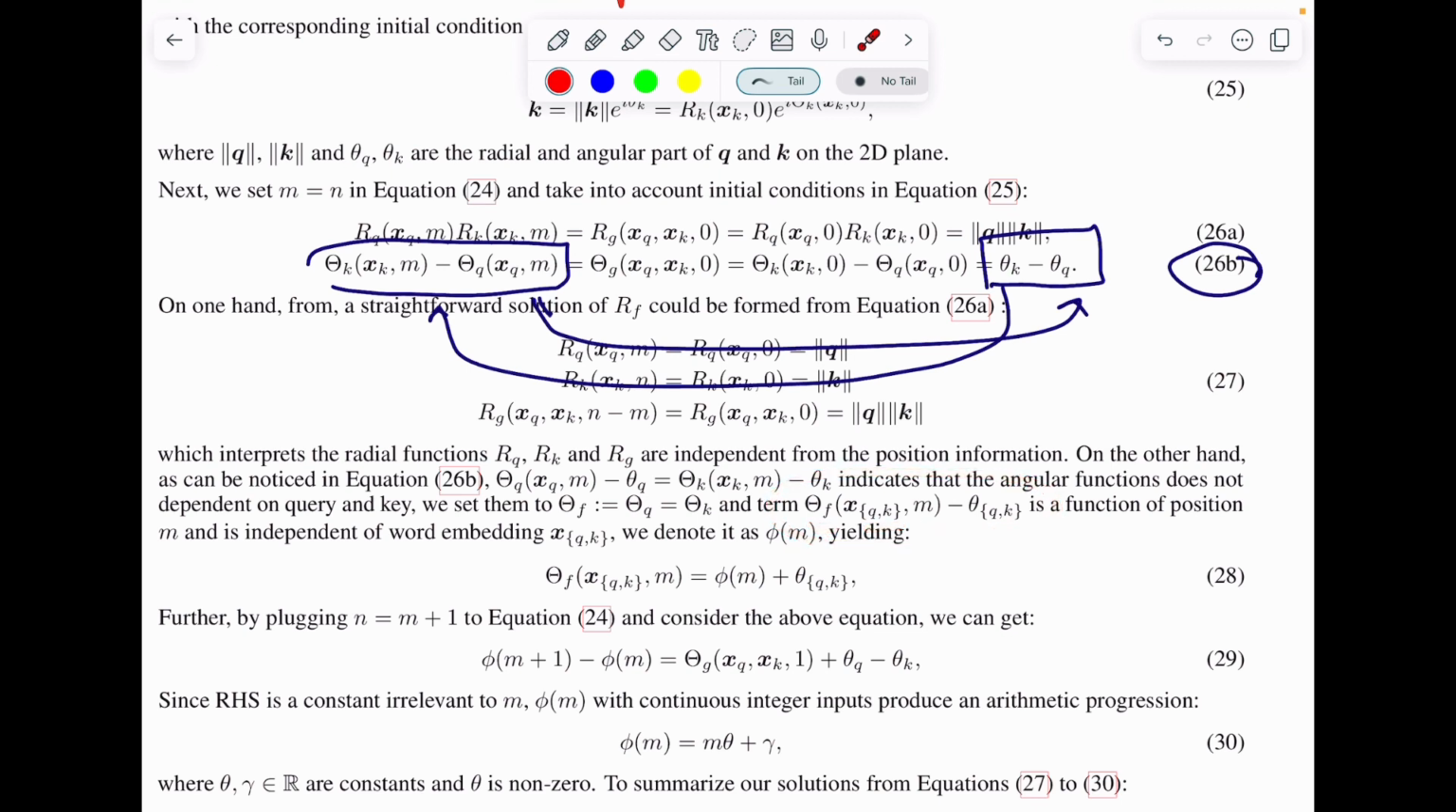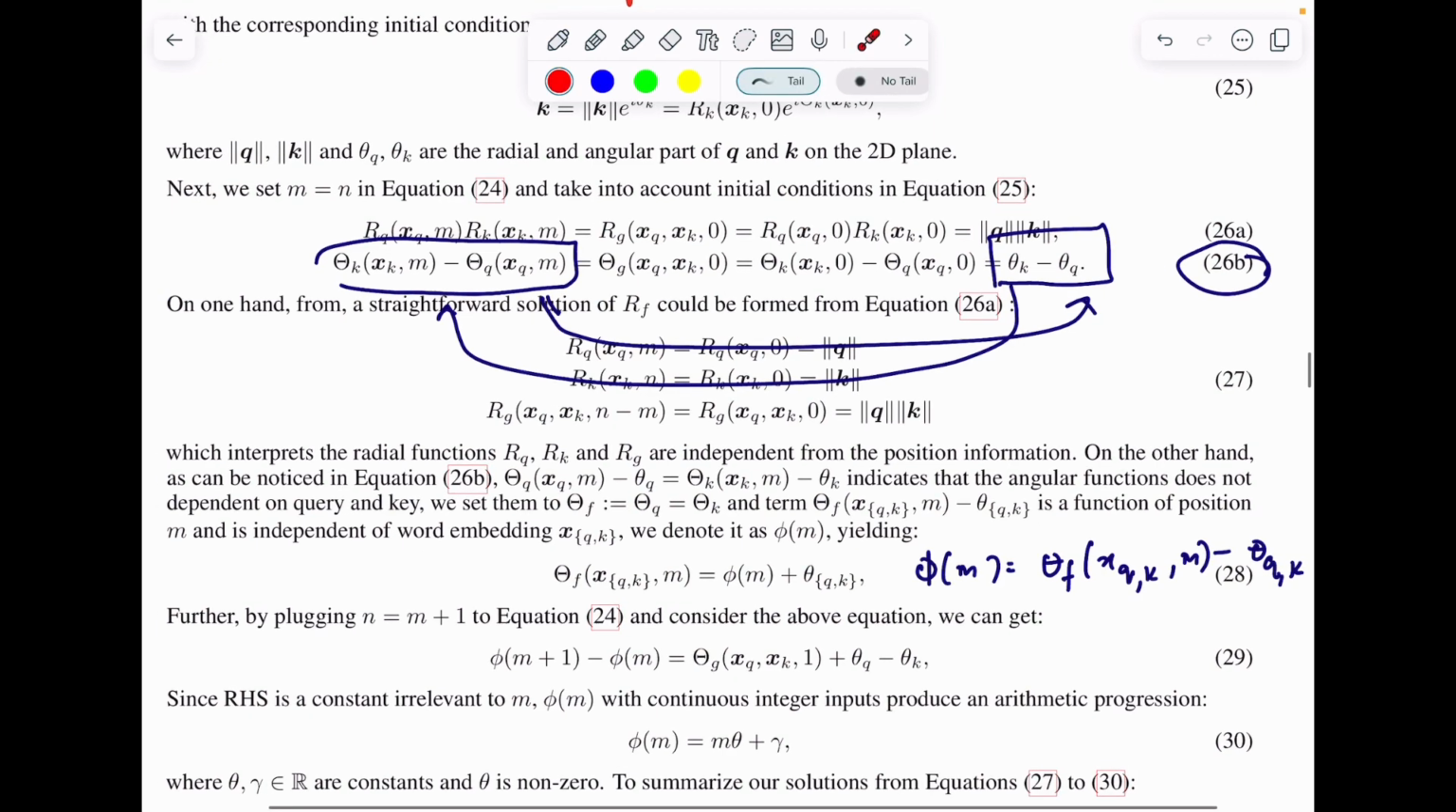Okay, so now we denote this particular value as phi m. So phi m is given to us as theta f x, either q or k, comma m, minus theta q or k, right? So the distance you move when you move from the 0th position to the mth position, what is the change in the angle? That particular value is represented by phi m.